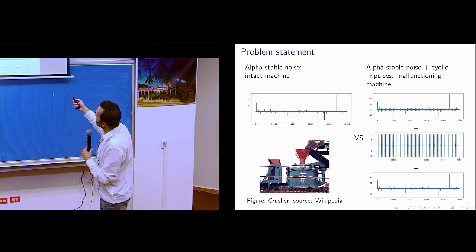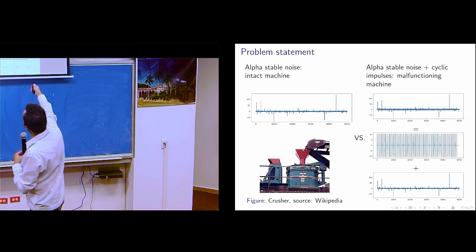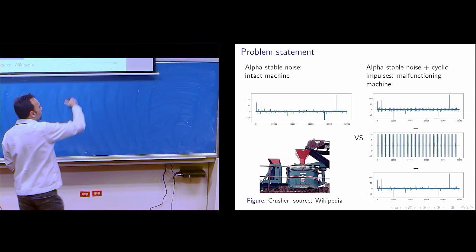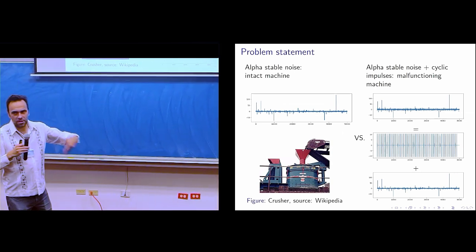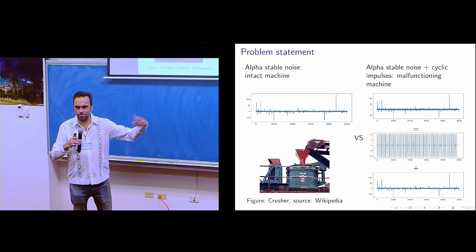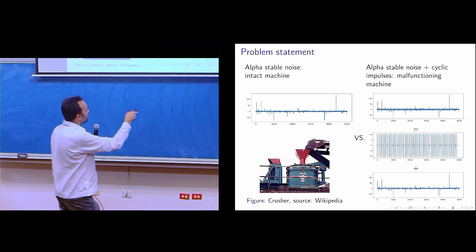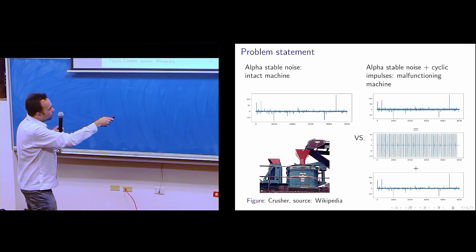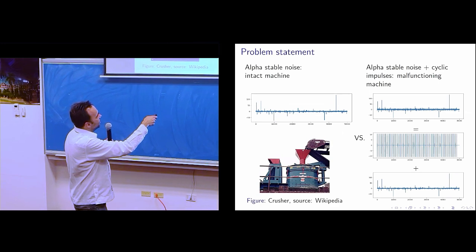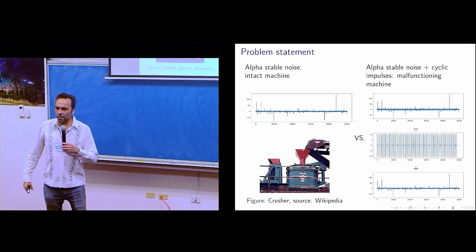The problem is, in the unhealthy case, it may be that there is some cyclic impulse included. It's very much like you're riding your bike and you hit something and then you get this noise, beep, beep, beep, periodic noise. That's pretty bad. So this is what we want to detect. The problem is that the amplitude of this noise is typically so low that it's hidden somewhere in this vibrating thing.